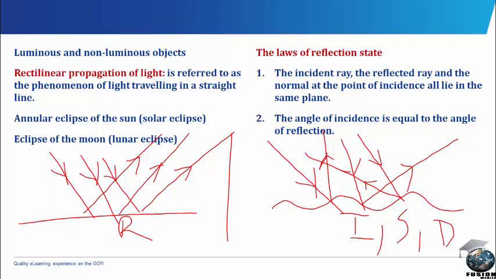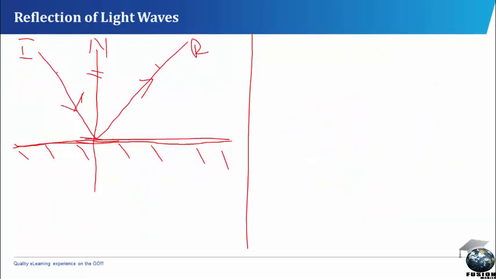The angle of incidence must be equal to the angle of reflection. That means the angle of incidence, small letter i, must be equal to the angle of reflection, small letter r. So that means i is equal to r.